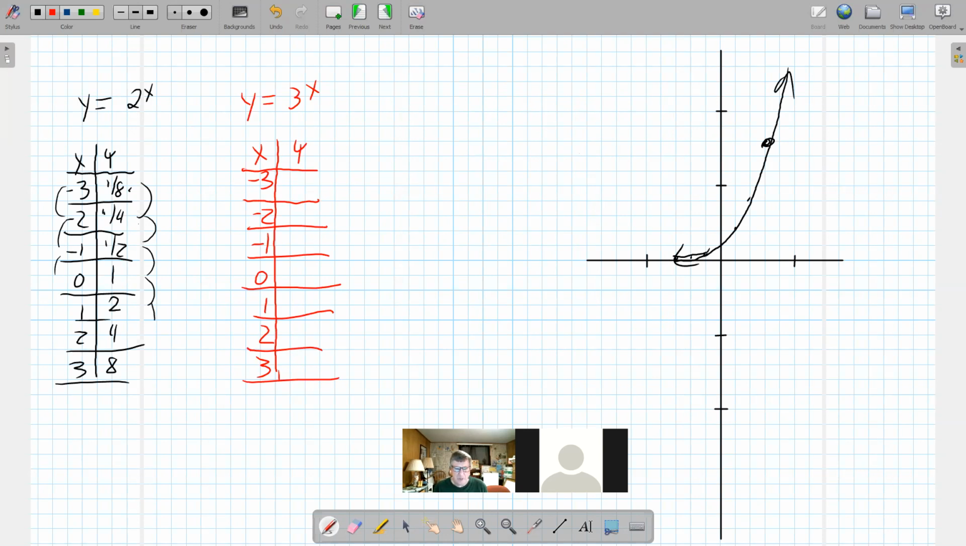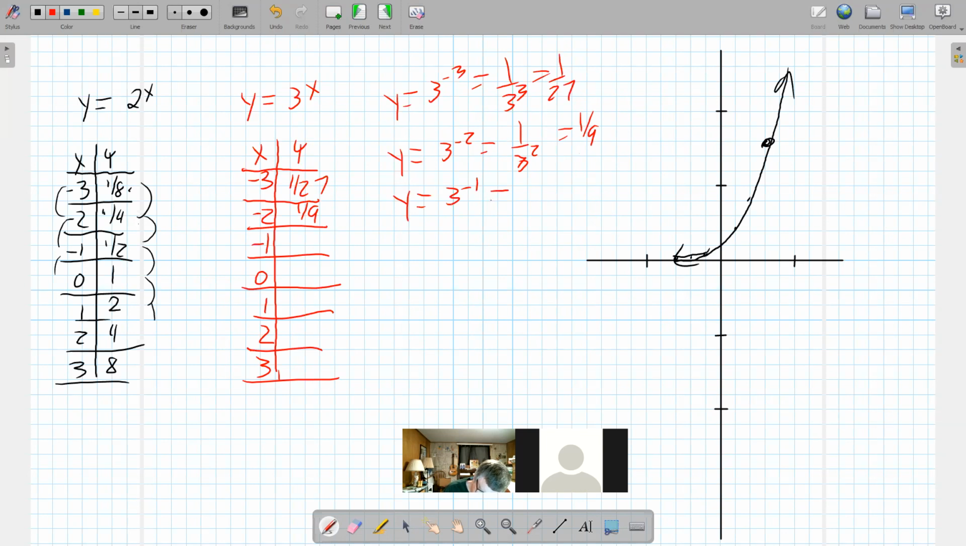Now, when the base is 3 instead of 2, when x is -3, y equals 3 to the -3 power, which is 1 over 3 cubed, which is 1/27. When x is -2, y equals 3 to the -2 power, which is 1 over 3 squared, which is 1/9. When x is -1, y equals 3 to the -1 power, which is 1/3. When x is 0, y equals 3 to the 0, which is 1. When x is 1, y equals 3 to the 1, x is 2, y equals 3 squared, and finally y equals 3 cubed. So what's going on here?